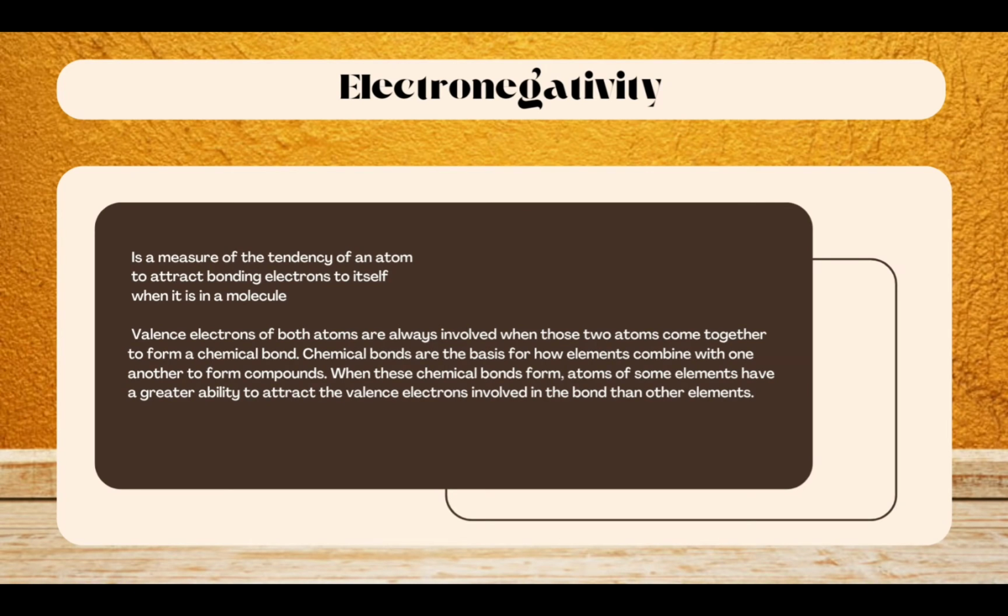Electronegativity is a measure of the tendency of an atom to attract bonding electrons to itself when it is in a molecule. Valence electrons of both atoms are always involved when those 2 atoms come together to form a chemical bond. Chemical bonds are the basis for how elements combine with one another to form compounds. When these chemical bonds form, atoms of some elements have a greater ability to attract the valence electrons involved in the bond than other elements.